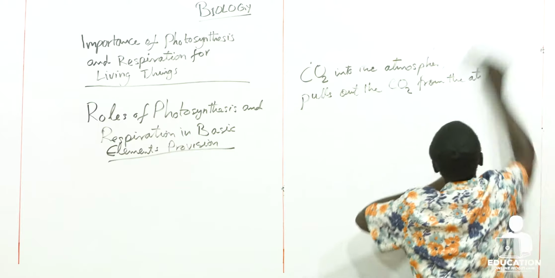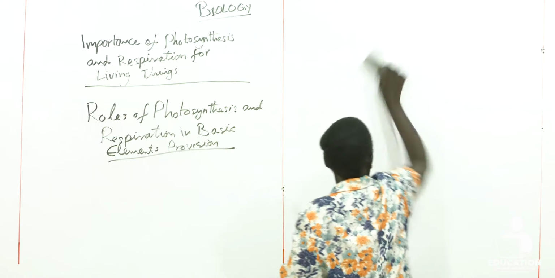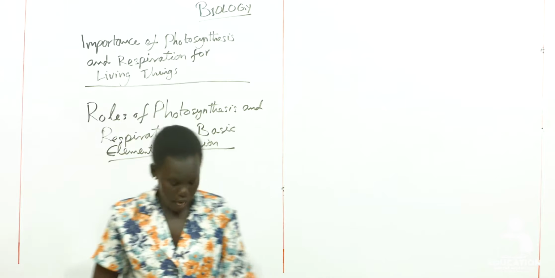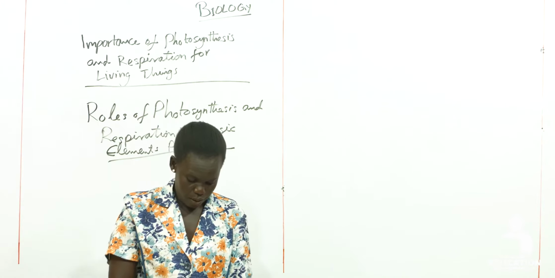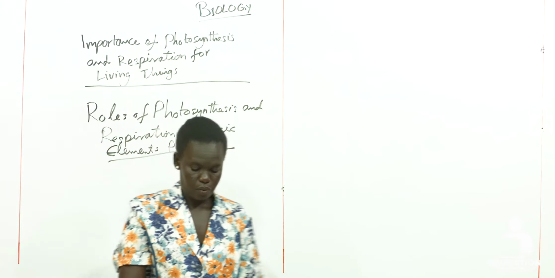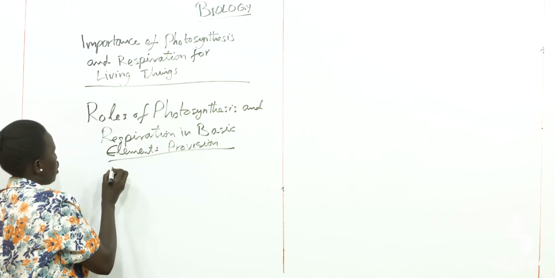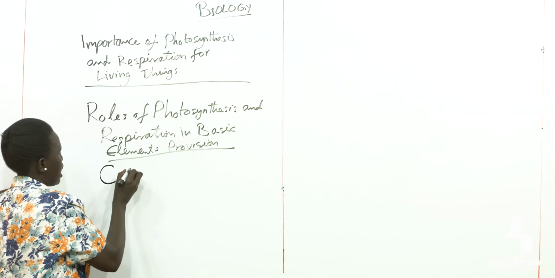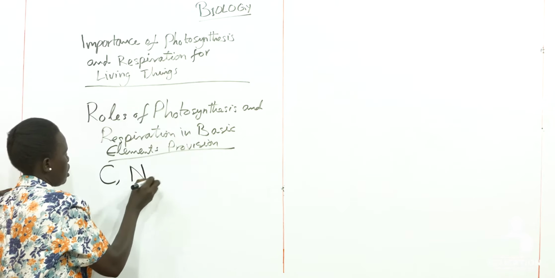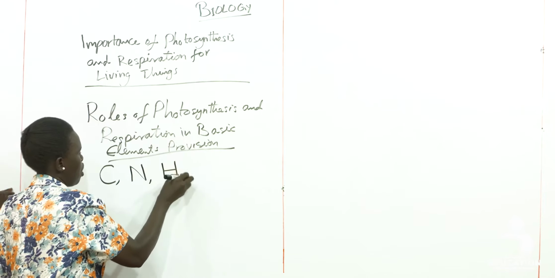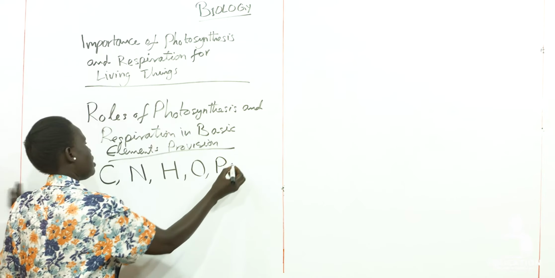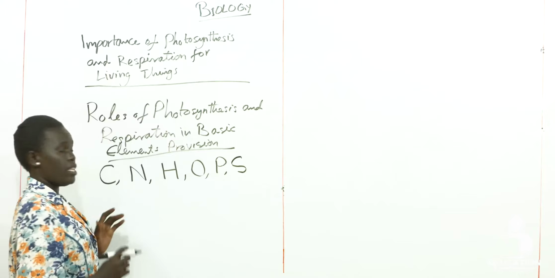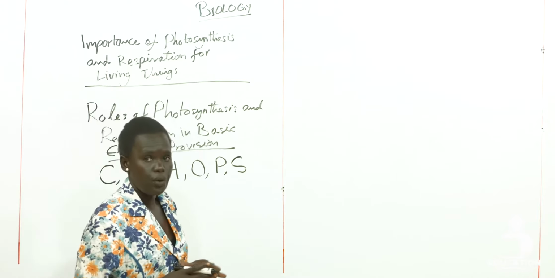There are 6 most common elements in the body of living organisms. What are these 6 most common elements? These are carbon, nitrogen, hydrogen, oxygen, phosphorus, and sulfur. These are the 6 most common elements in living organisms.